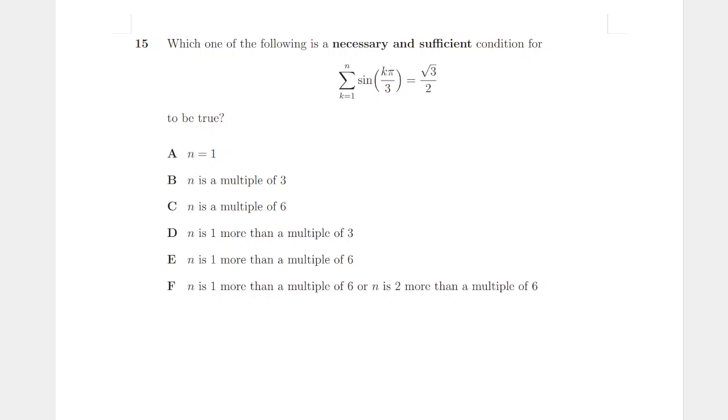Okay, so let's see. We observe the options, right? There's some multiples of 3 and some multiples of 6 going on, okay? So what I would do is write some terms out first, because why not, right? We consider sine pi over 3.